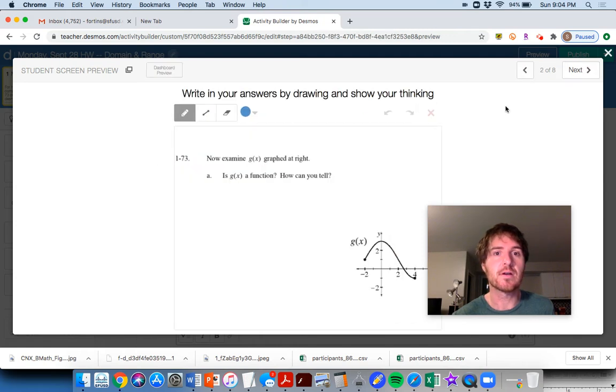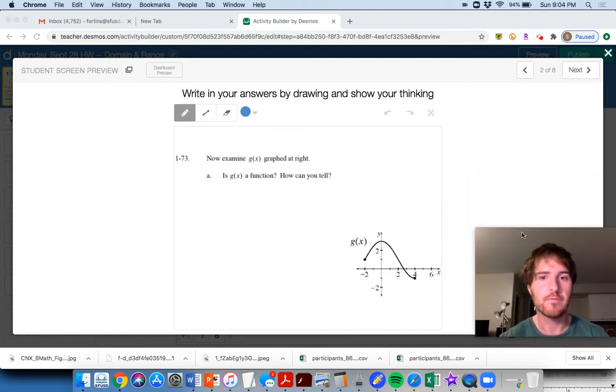I'm going to go to slide 2 here. It says, write your answers by drawing and showing your thinking. So question 173, part A: we're going to be examining the graph of function g of x at right. We already dealt with function f of x, now we've got function g of x. These are just ways that we classify functions. We did function f in one part of the problem, and now we've got function g in this part. It's doing something different. What is it doing?